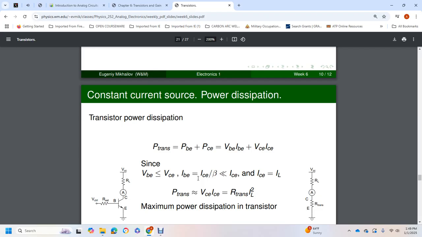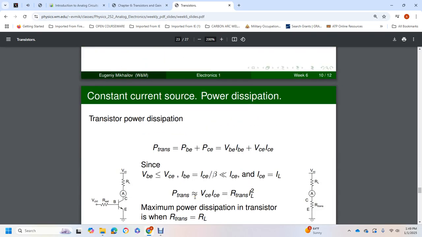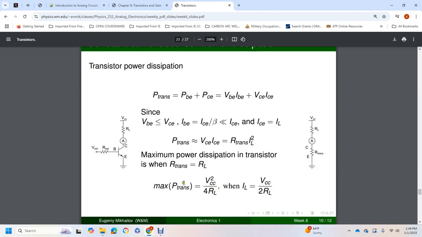Transistor power dissipation. Power of the transistor equals the base emitter power plus the collector emitter power, equals the base emitter voltage times the base emitter current plus the collector emitter voltage times the collector emitter current. So we derive that the transistor power equals the collector emitter voltage, the collector emitter current, the transistor load resistance, over the load current squared. Maximum power dissipation of a transistor: the transistor resistance is equal to the inductor resistance. Constant current sources of power dissipation. The maximum power is equal to the supply voltage squared over 4 times the inductor resistance, where the inductor current is equal to the supply voltage over 2 times the inductor resistance.